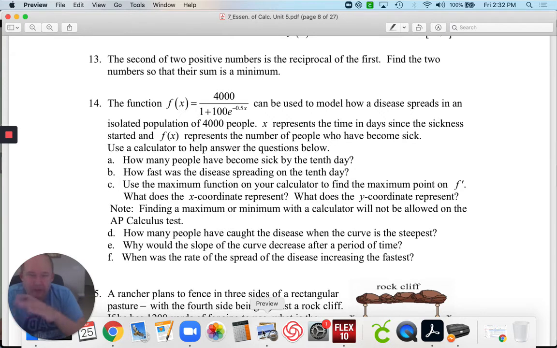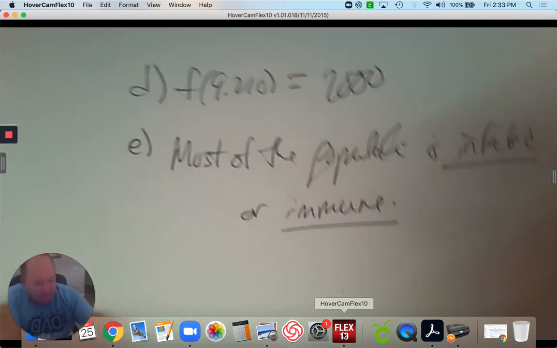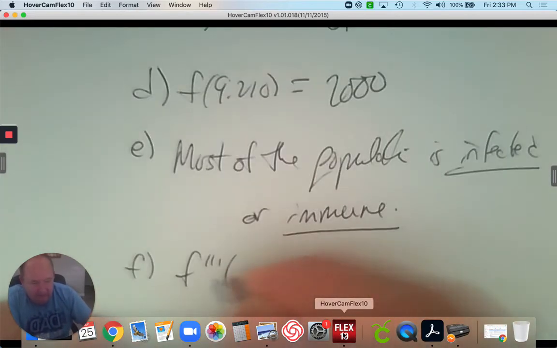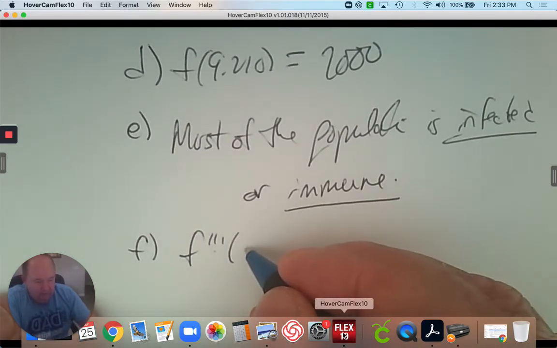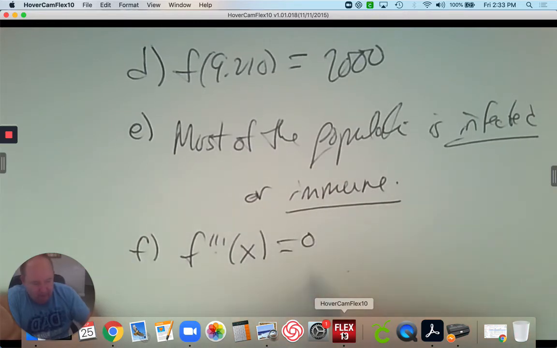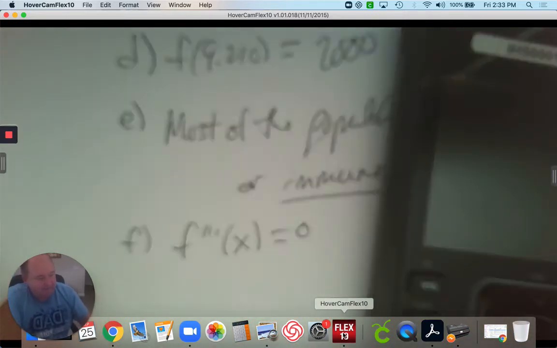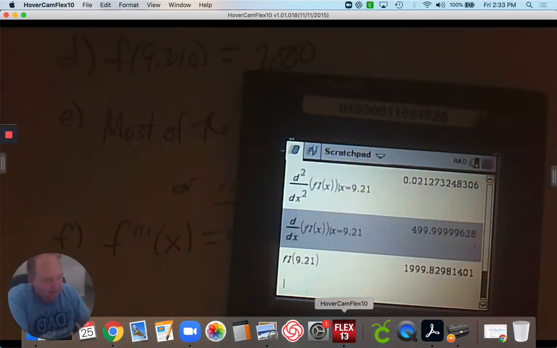When was the rate of the speed of the disease increasing the fastest? So now we need the third derivative. So when was the rate of the spread of the disease increasing? So the rate of the rate of the rate. My goodness, I'm getting a headache out of this a little bit too. Oh, here we go. So what I'm looking for now is the third derivative. There's actually a name for the third derivative. It's called the jerk, but we're not going to use that word right now. So the third derivative equal to 0. So let's see if we can do that. So it's the rate of the rate of the rate, the third derivative.